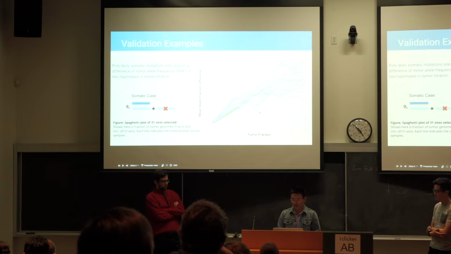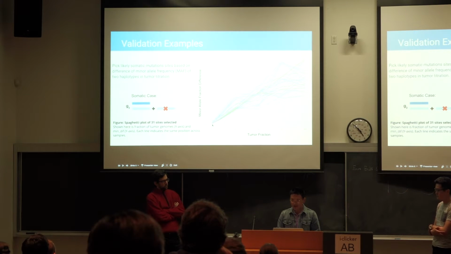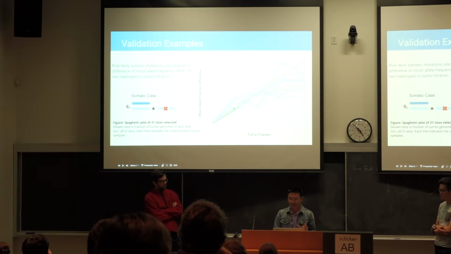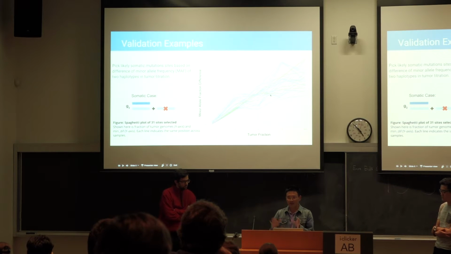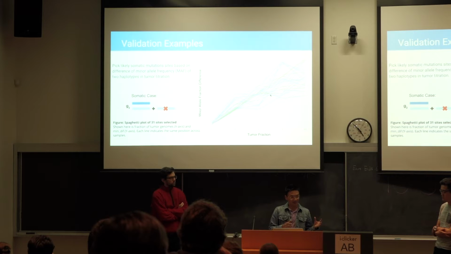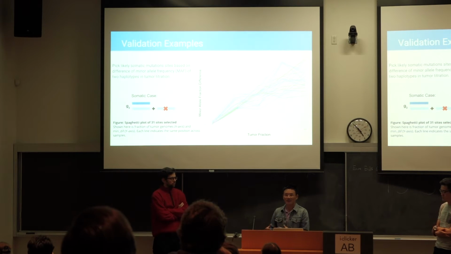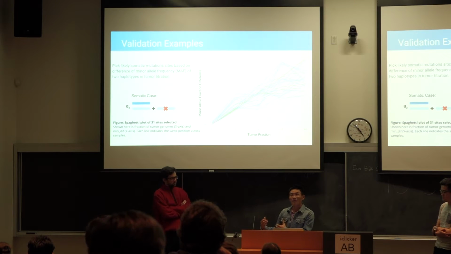So that's exactly what I did for this spaghetti plot, showing that the proportion of the mutations increases with the increase of the tumor fraction here, and each line represents the same position across genomes. So this, without applying our model, is a big set of sites to evaluate how our model works.